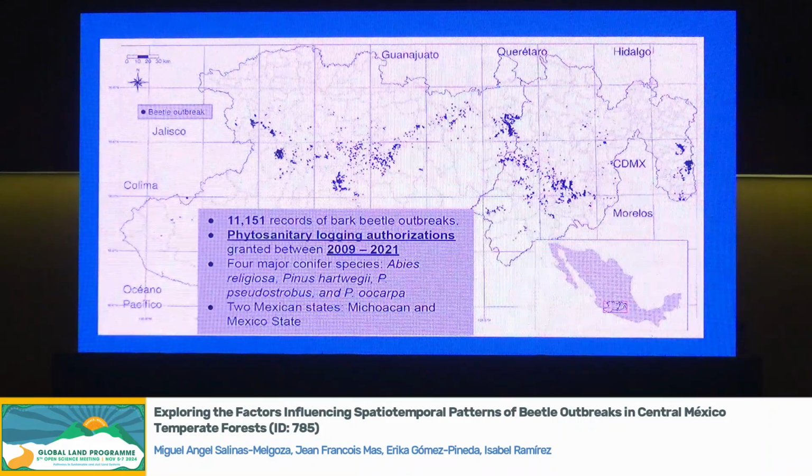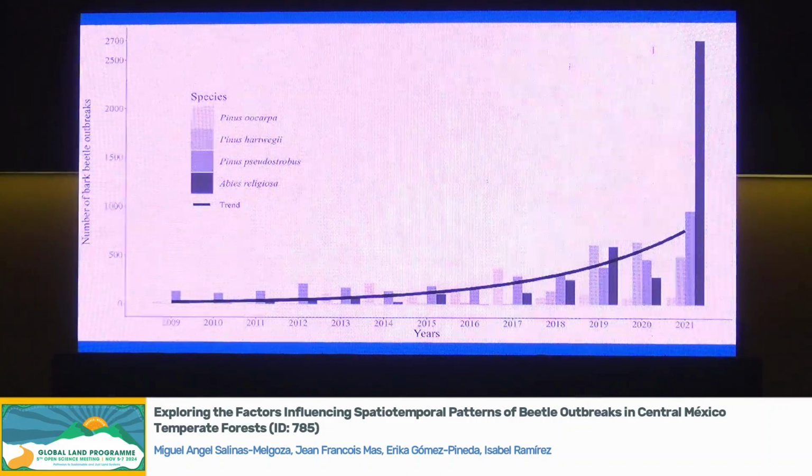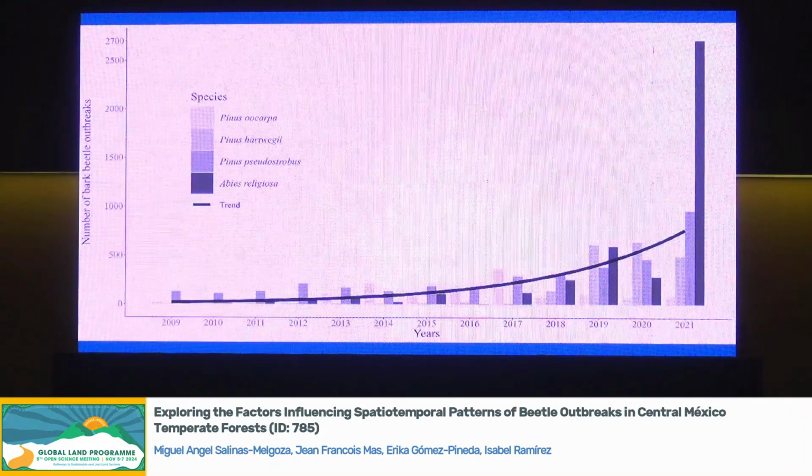This is the distribution of the outbreaks. We are trying to figure out how these patterns are moving through space, and this is how they are increasing. Now we are worried that in 2021 we have this peak that wasn't expected.